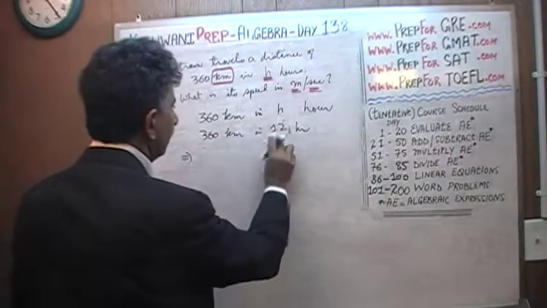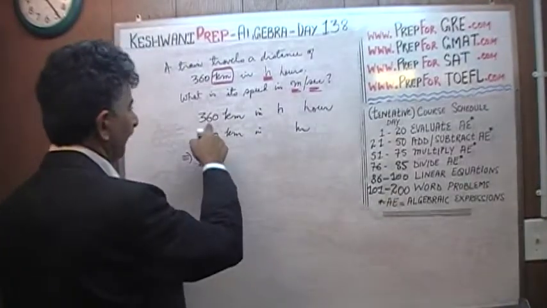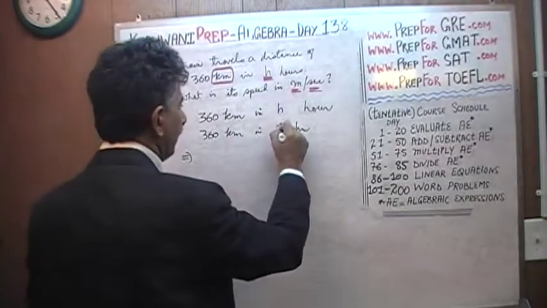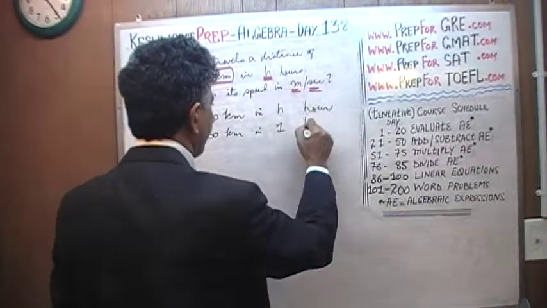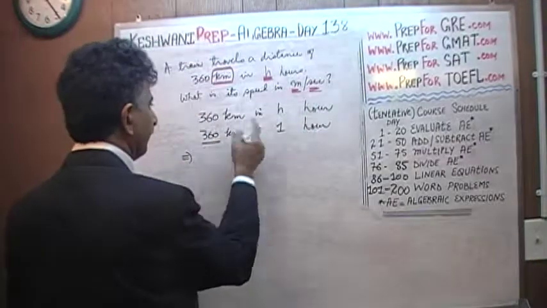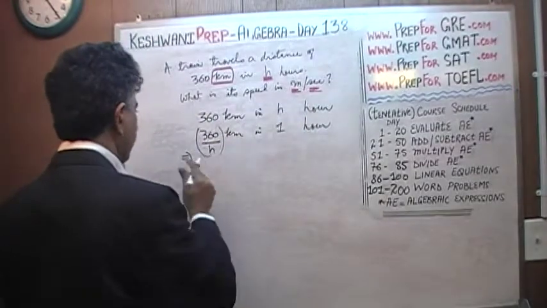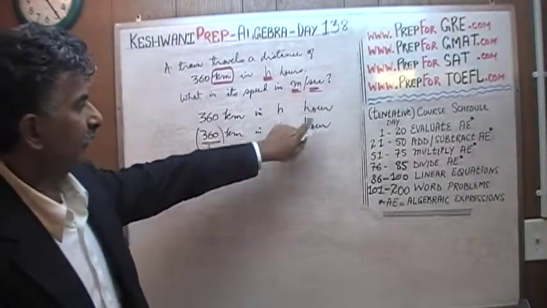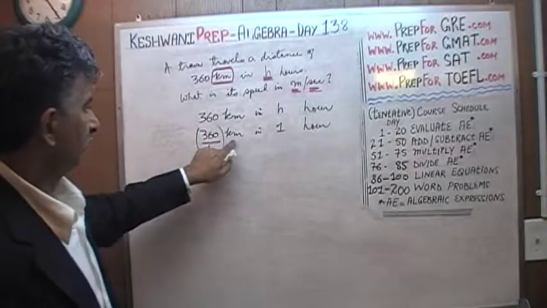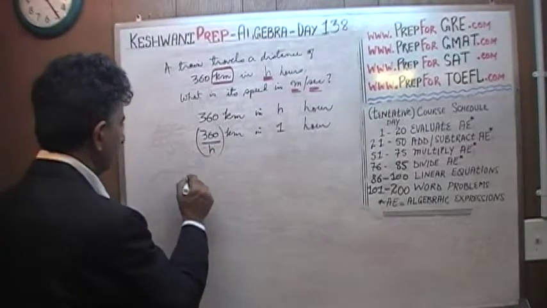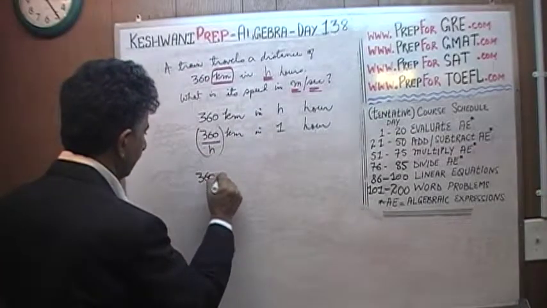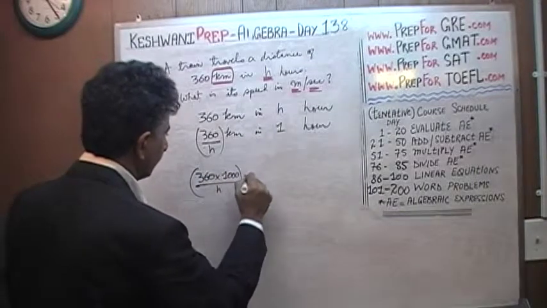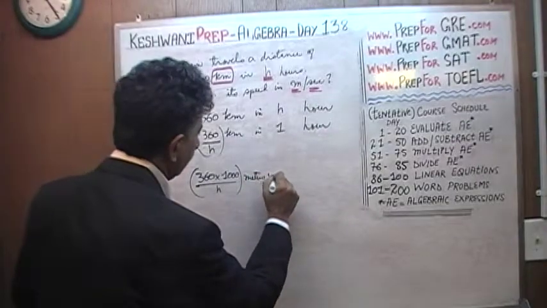The train is traveling 360 kilometers in h hours. How much does it go in 1 hour? In 1 hour it travels 360 divided by h. But that's kilometers. We want meters. We want meters and we want seconds. So one thing at a time, let's convert this into meters. So this is the same as 360 times 1000 over h meters in 1 hour.